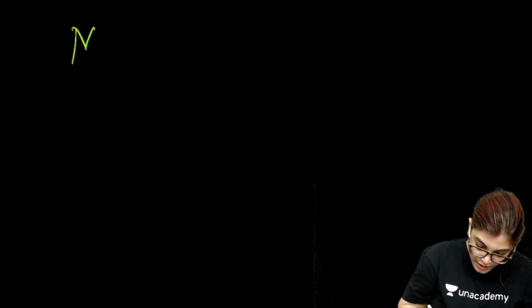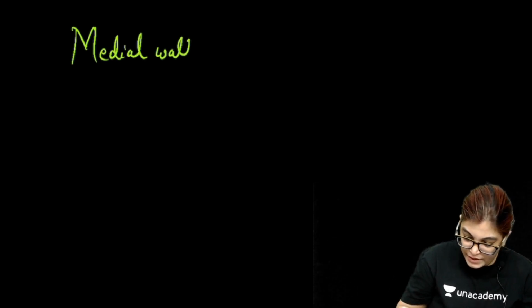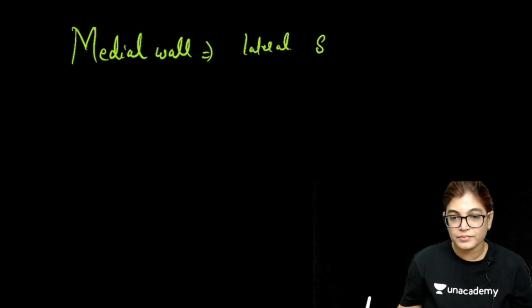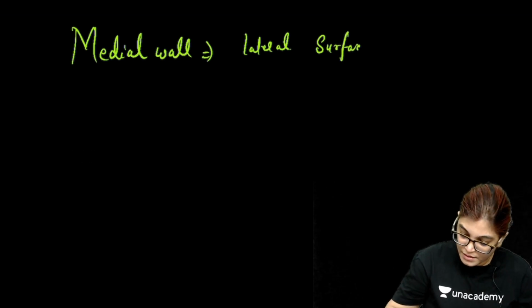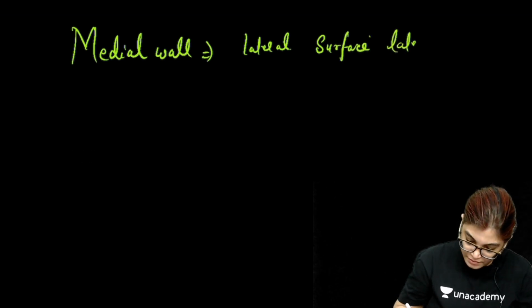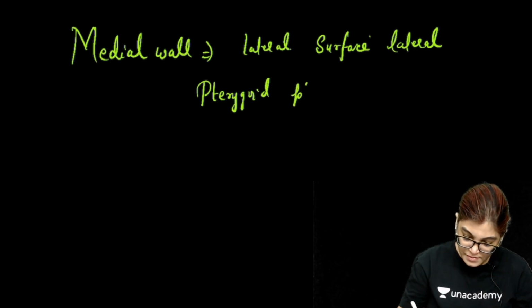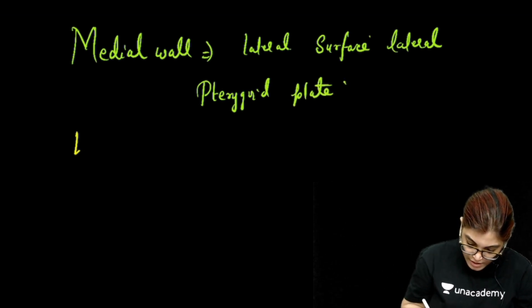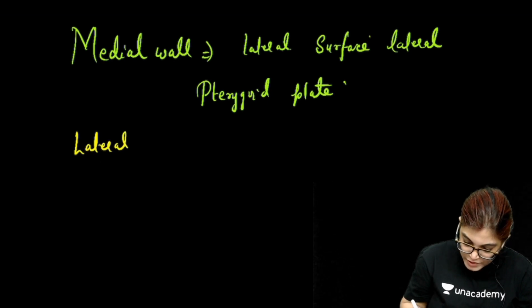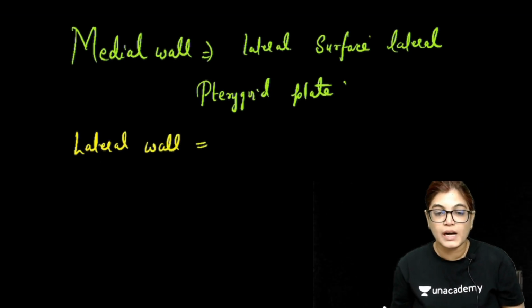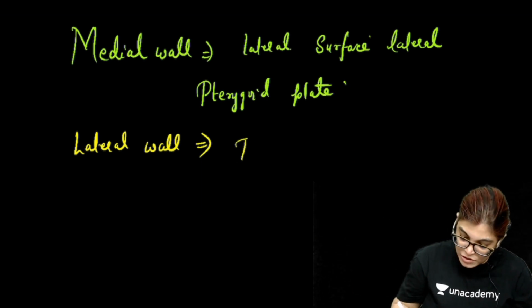Medial wall: the medial wall is formed by the lateral surface of the lateral pterygoid plate. The lateral wall, which was removed to show you the location of the infratemporal fossa, is formed by the ramus of the mandible.